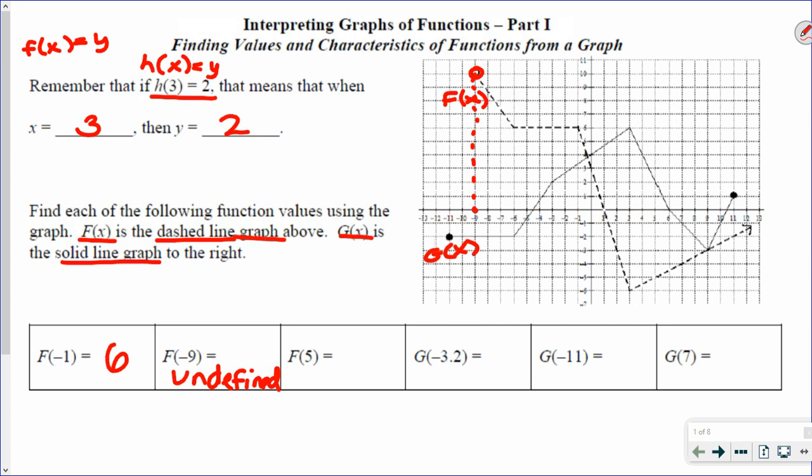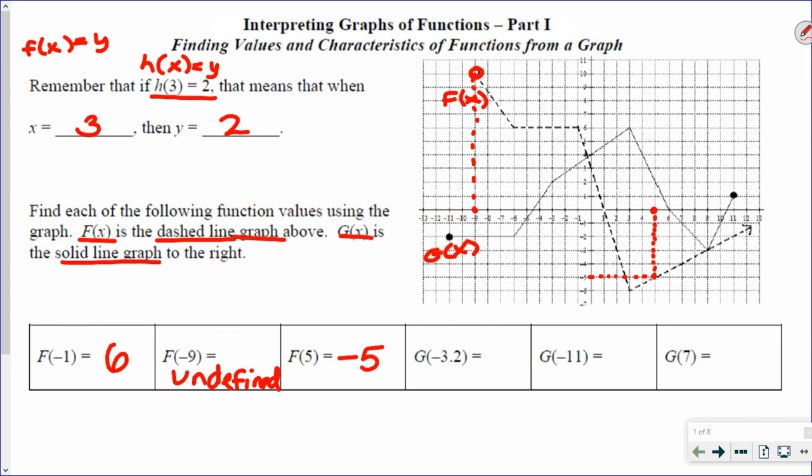Okay, let's say we want to find f of 5. So here's 5 on the x-axis. Well, remember f is the dashed graph, so this time I actually have to go down to get to the dashed graph, and then I'll go over to the y-axis, and my y-coordinate is -5.